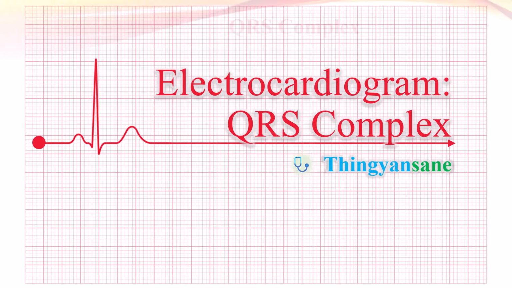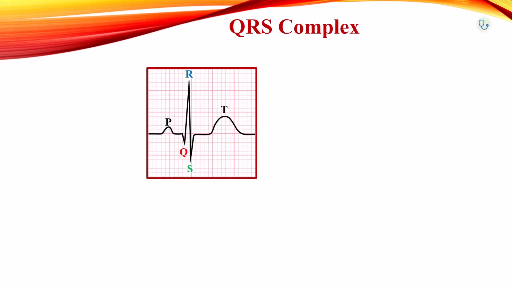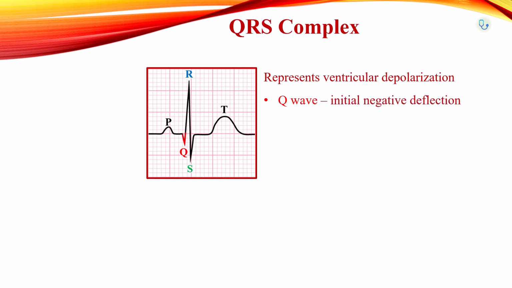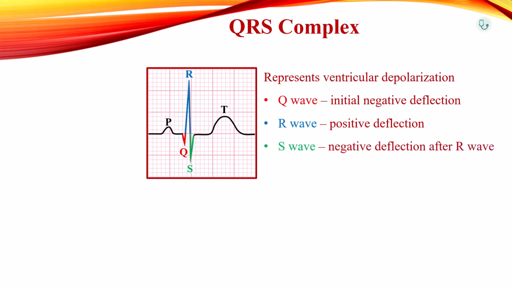In this video, I will talk about QRS complex. QRS complex represents ventricular depolarization, and is the combination of Q wave, an initial negative deflection, R wave, the positive upward deflection, and S wave, any negative deflection occurring after R wave.